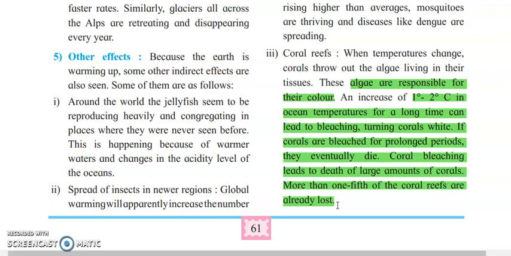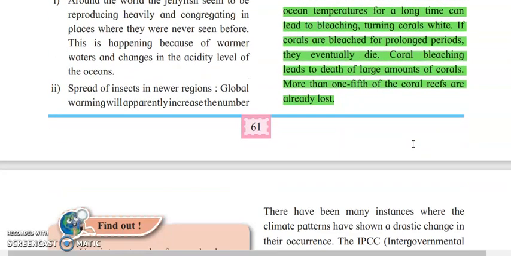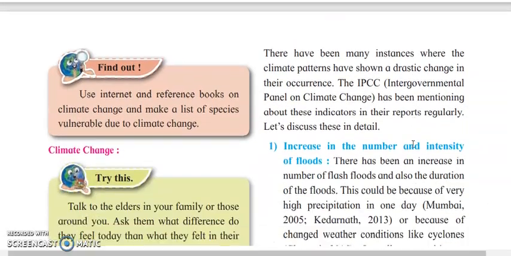Even if there is a change of 1 degree or 2 degrees in the temperature, that is also going to start bleaching the coral reef. So when the coral starts becoming white, immediately it starts dying. Okay, there are so many deaths of corals which take place because of coral bleaching. So till now 1/5 of the coral reefs have already lost their lives.